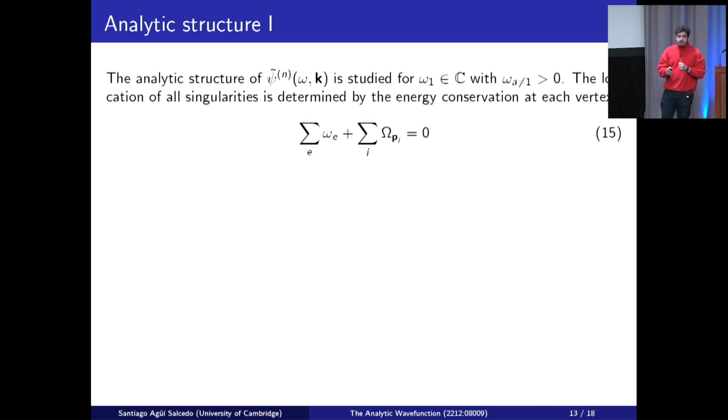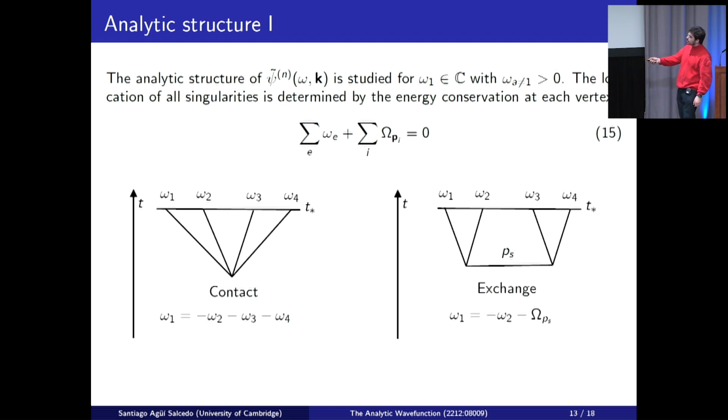And the thing that we found, which was very curious, is that the location of the singularities is going to be given by conservation of energy, which is something super naive, but is incredibly present. So this is the energy of the external lines, this is the energy of the internal lines, and whenever this is equal to 0, we have a singularity.